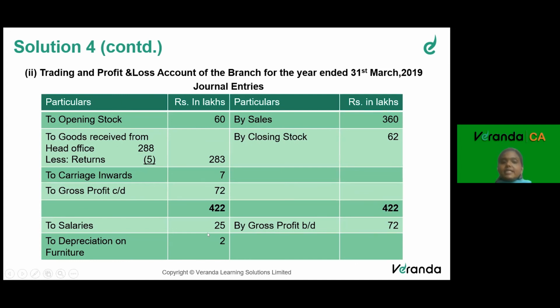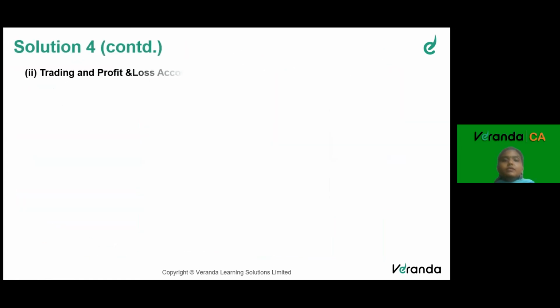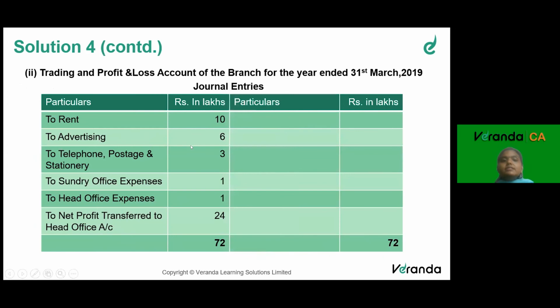What I have: salaries, administrative expense, depreciation on furniture also given in the question. Rent given, advertising there, telephone all there in the question. I just need to arrange them in order. Sundry office expense given in the question. And this head office expense is what we just journalized. Two entries we journalized. One is goods in transit, which will affect what, where will that effect take place?